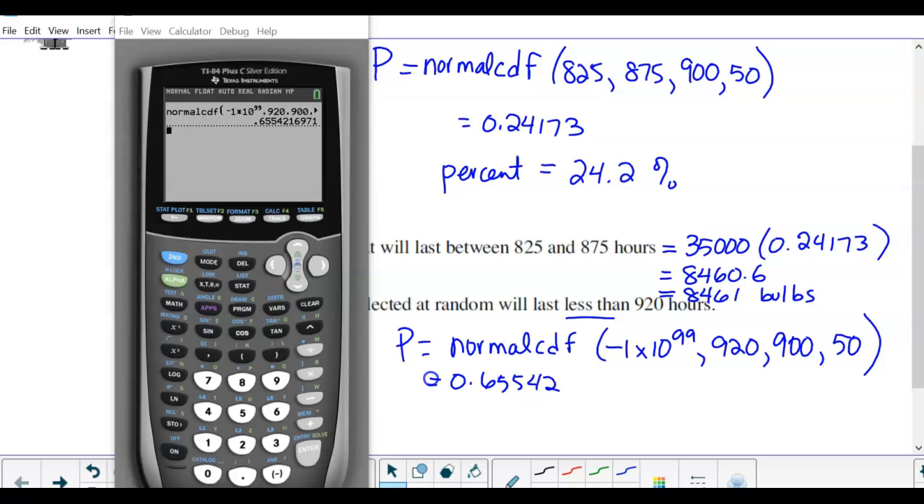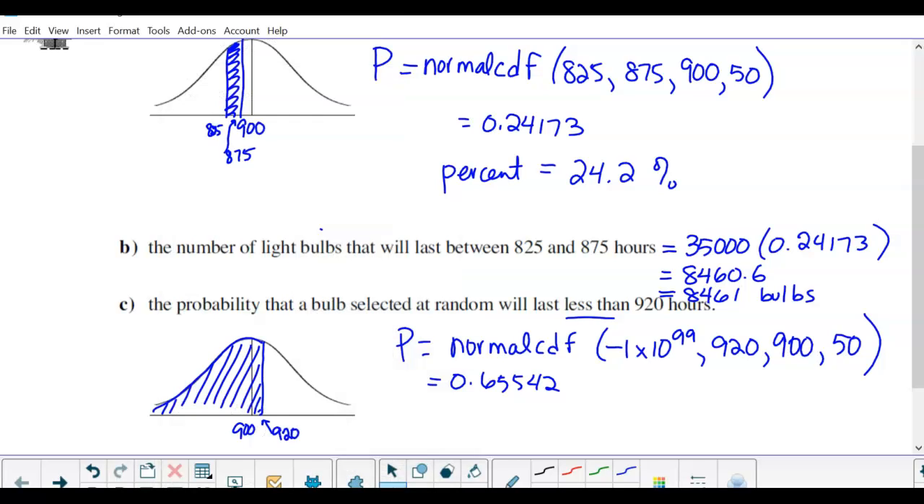And again, it didn't say what to round to. Probably at least 2 decimal places. Right? If we go to 2 here, it would be 0.66. That's the probability. Okay? Percentage would be 66%. The area under the curve is 0.66. Always less than 1.